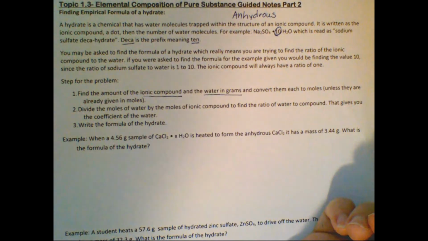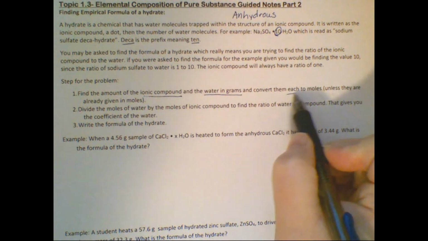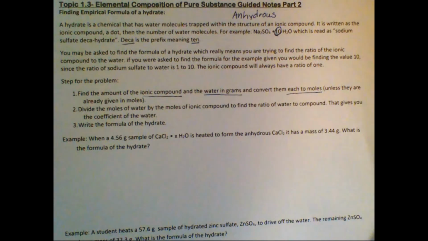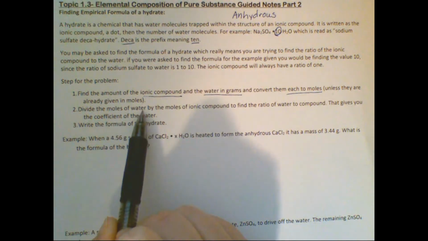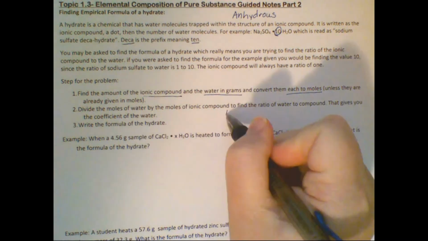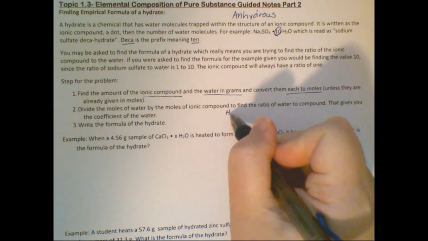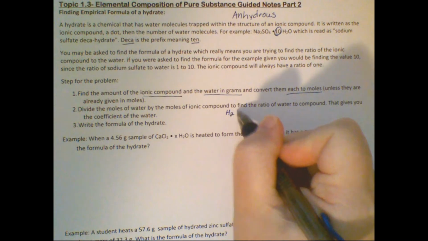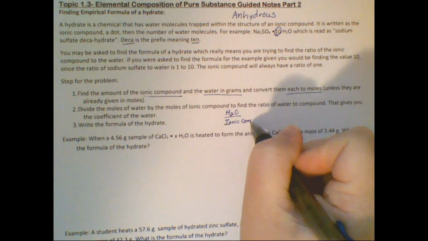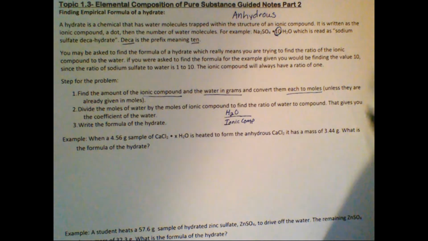Okay. Then we will divide the moles of water by the moles of ionic compound. So we'll want water over ionic compound. The reason we want that is because this gives you the coefficient for water. It tells you how many waters per one ionic compound when we divide by that. And then we'll write our formula of the hydrate.